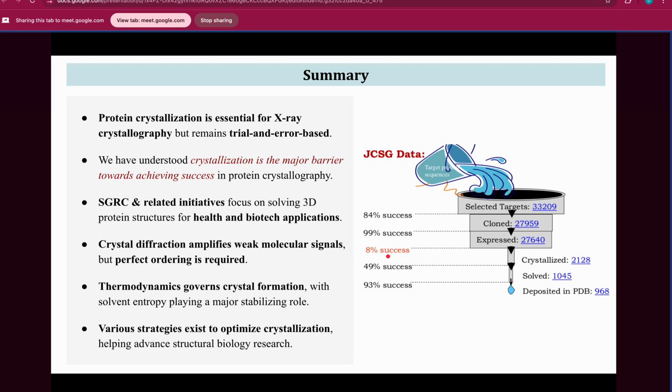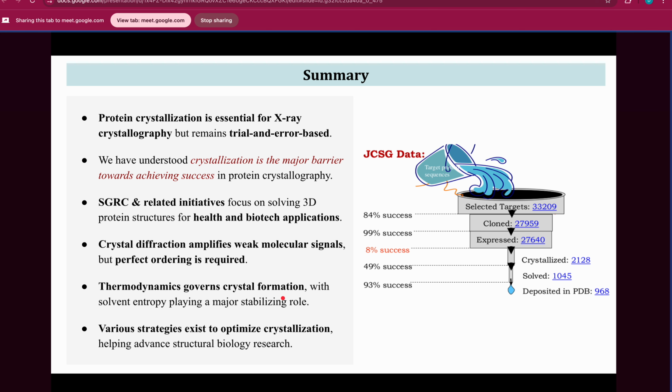So what we want to know is how proper crystallization can be obtained, whether we can design certain strategies which will help us to make proper protein crystals. So our main aim is to study that. That's why SGRC and related initiatives are focusing on solving the 3D protein structures for health and biotech applications. And then crystal diffraction amplifies the weak molecular signals, but perfect ordering is required. So this perfectly ordered crystal is also one of the prerequisites to observe proper diffraction patterns.